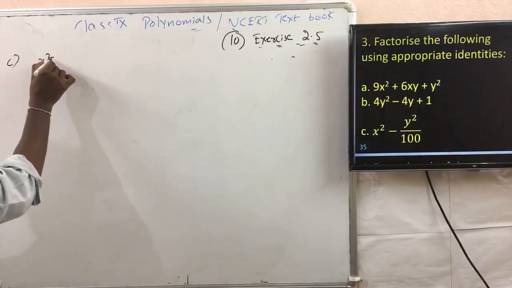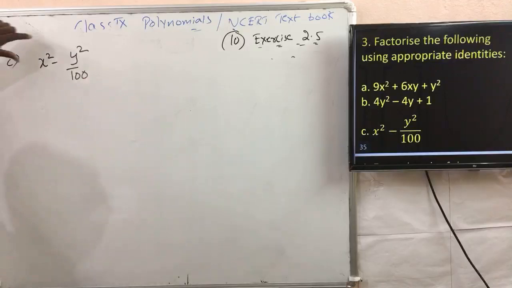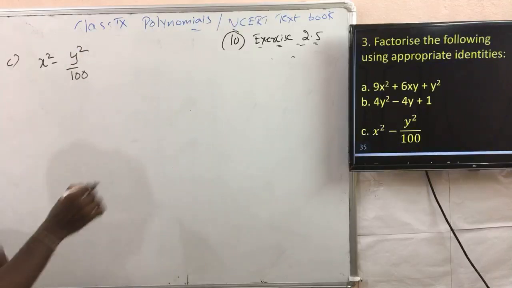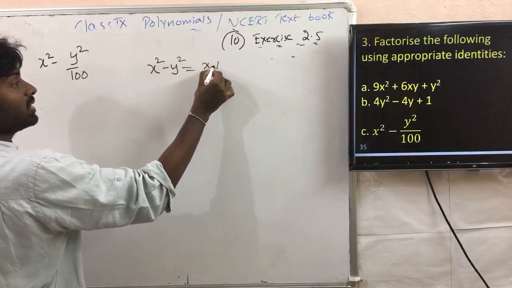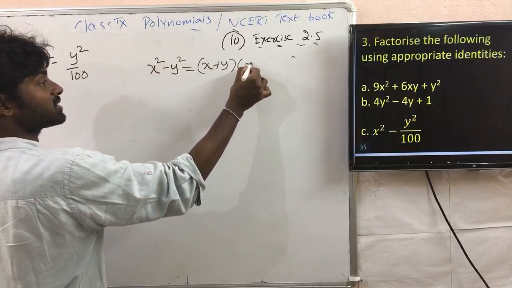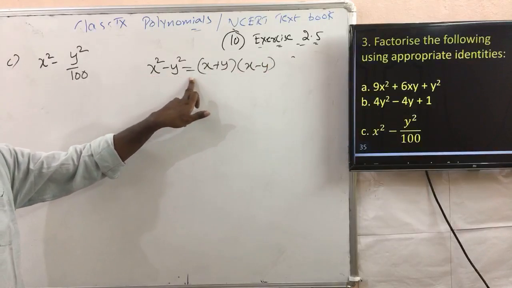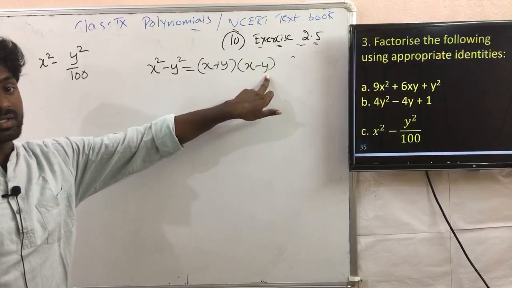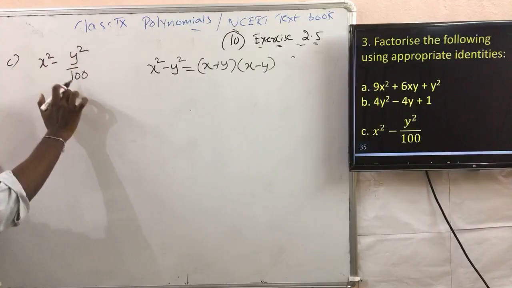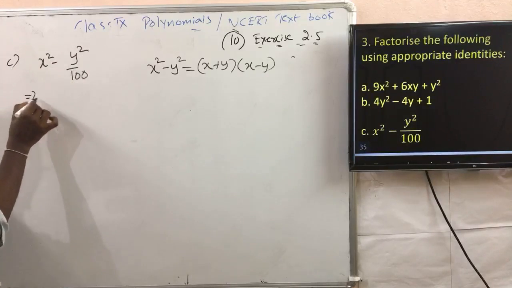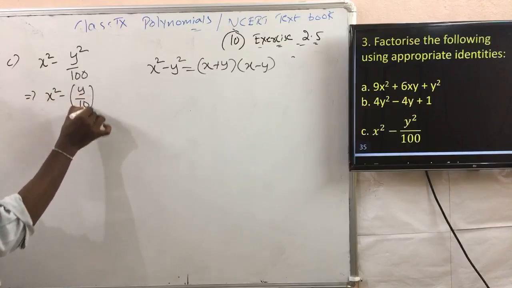x square minus y square by 100. Observe, we have only two square terms. That means it is in the form of x square minus y square, which equals x plus y into x minus y. Third identity: x square minus y square equals x plus y into x minus y. But here we have y square by 100. I can write this as y by 10 whole square.